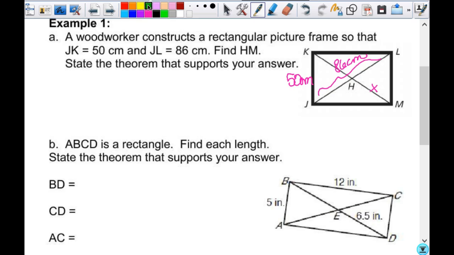Because the diagonals are congruent, right? So you have to be able to justify how you got there. That actually takes 2 theorems to get to the easy answer of 43. It tells me it's a rectangular picture frame, so I know it's a rectangle. And then I know that the diagonals have to be congruent.